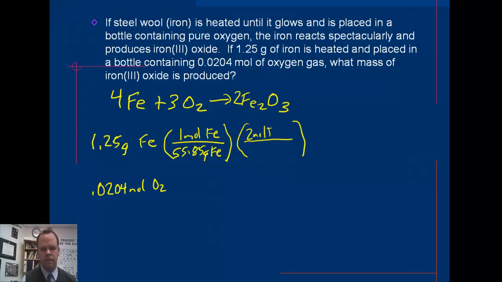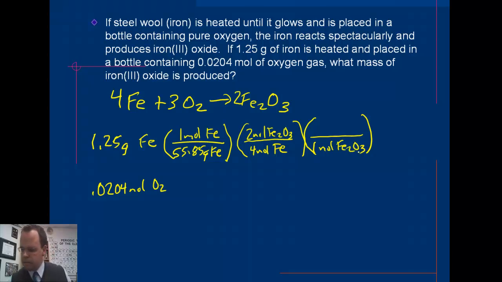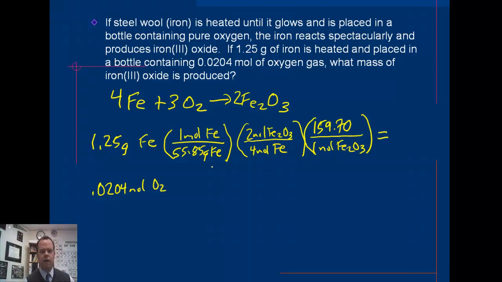There are 2 moles of Fe2O3 for every 4 moles of Fe. And we're looking for mass, so for every 1 mole Fe2O3, we get 159.70 grams, the molar mass. Okay, we multiply out 1.25 grams divided by 55.85 grams of Fe times 2 divided by 4 times 159.70, and we get 1.79 grams of Fe2O3.